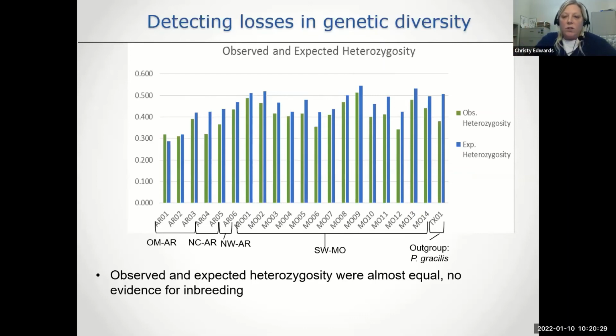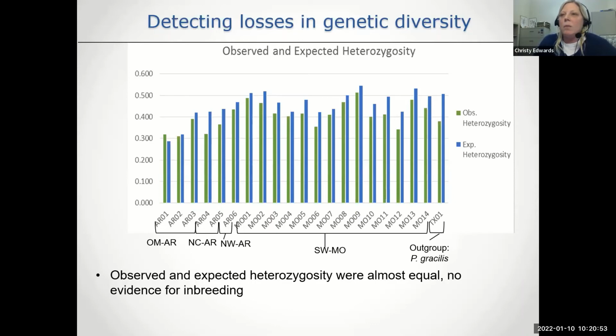So for this one, this is once again Physaria filiformis. We can look at observed and expected heterozygosity and compare those 2 metrics. If we see much lower observed heterozygosity than expected heterozygosity, that indicates inbreeding. In this species, they're generally consistent across the populations, so we didn't detect inbreeding.